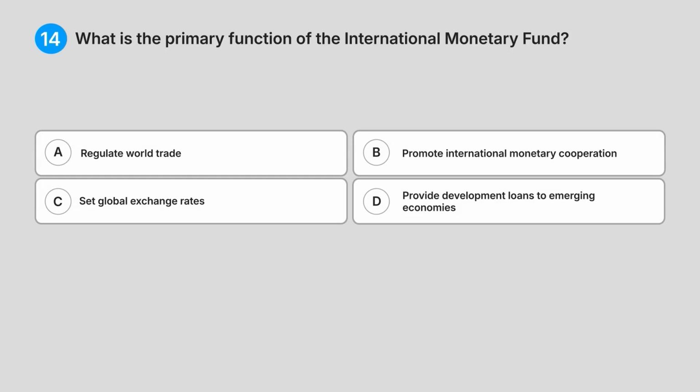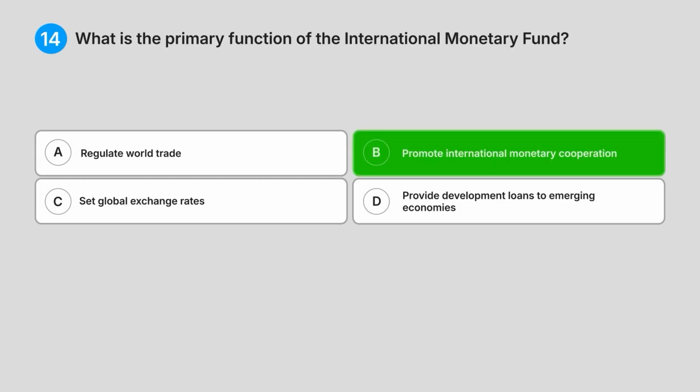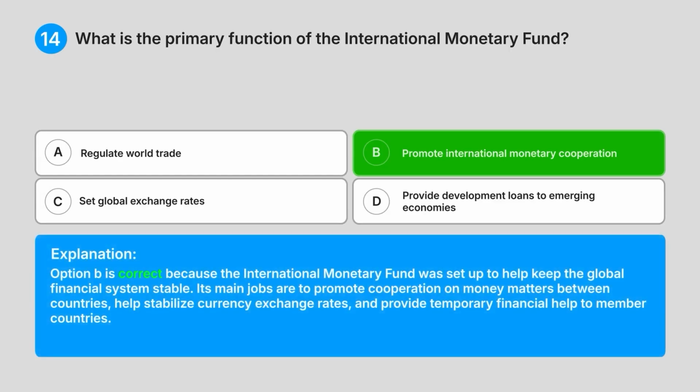Correct answer, B. Promote international monetary cooperation. Explanation: Option B is correct because the International Monetary Fund was set up to help keep the global financial system stable. Its main jobs are to promote cooperation on money matters between countries, help stabilize currency exchange rates, and provide temporary financial help to member countries.